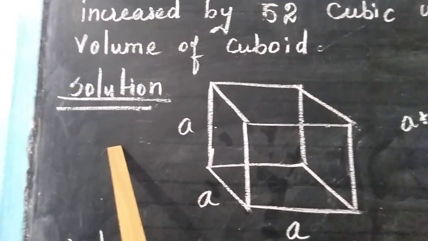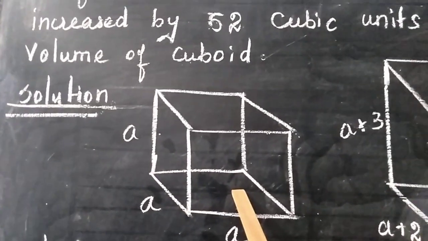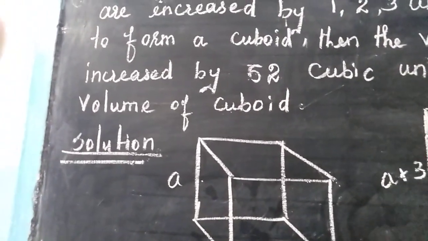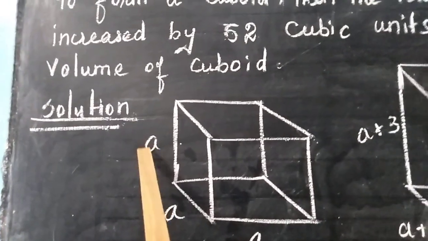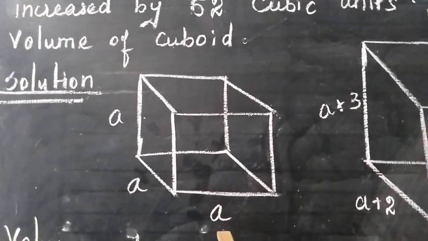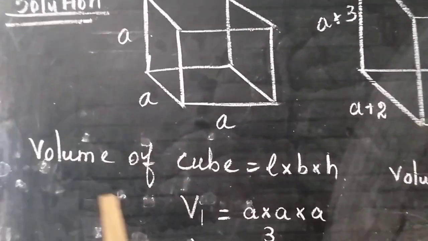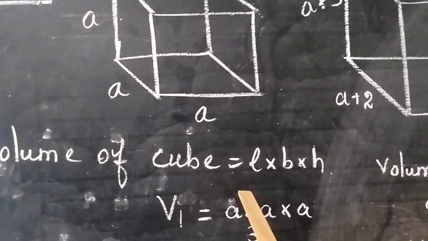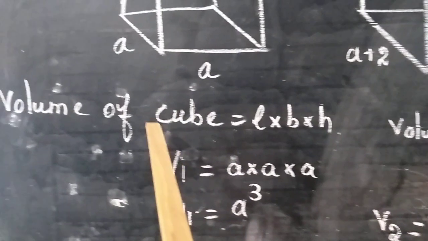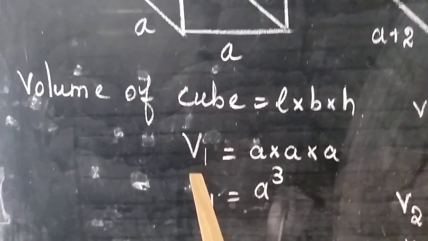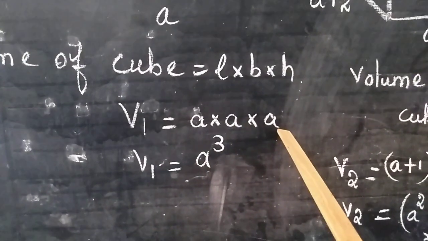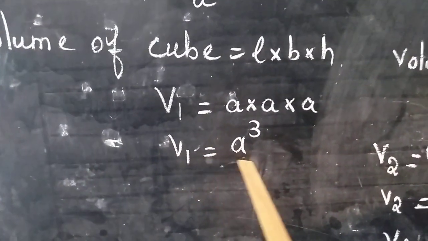The solution: here is a cubic box with length A unit, width A unit and height A unit, because we know in a cube all the sides are equal in length. Now to find the volume of the cube, the formula is length into breadth into height. We take the volume of the cube as V1. V1 is equal to A into A into A, that is V1 is equal to A cube.